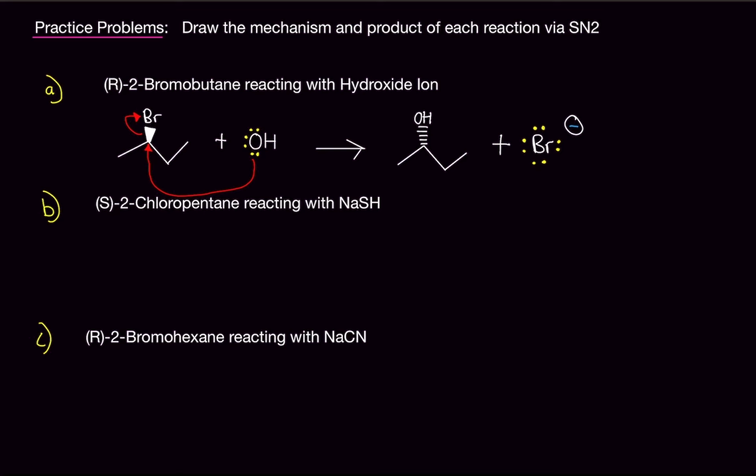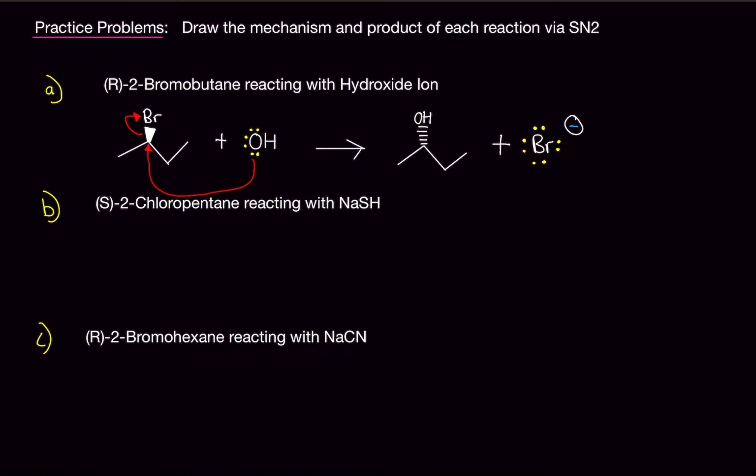So once again, the hydroxide ion, rather the oxygen, the lone pairs on the oxygen, have attacked the backside of carbon number 2 and kicked out the bromine. The bromine is let free, and we replace it with the hydroxide ion. We substituted the bromine with the hydroxide ion, and we changed the wedge to a dash because the original carbon here is chiral. All right, that's letter A. Let's do B. S2 chloropentane reacted with NaSH.